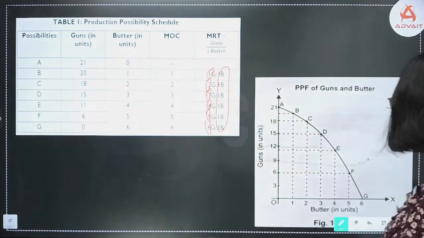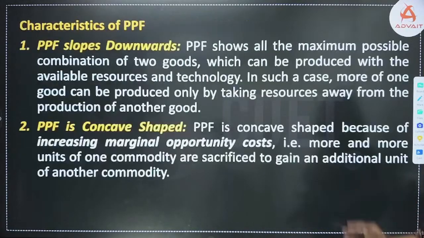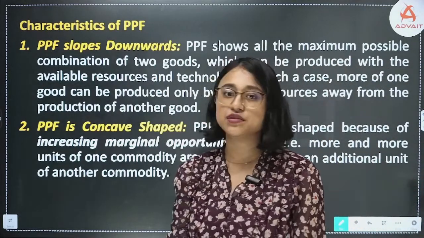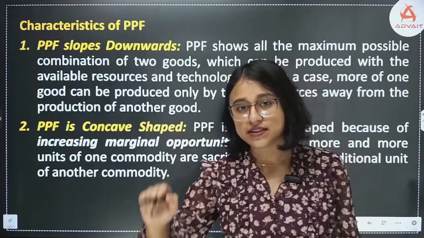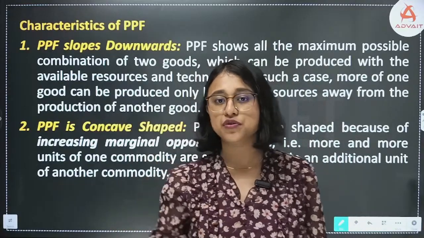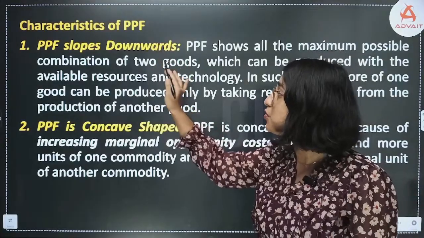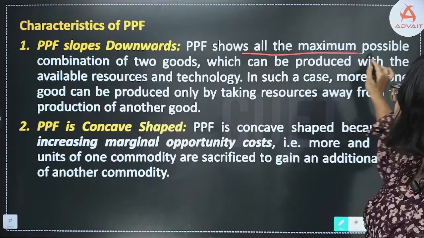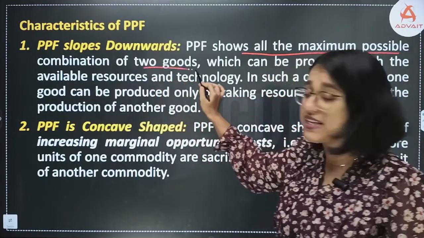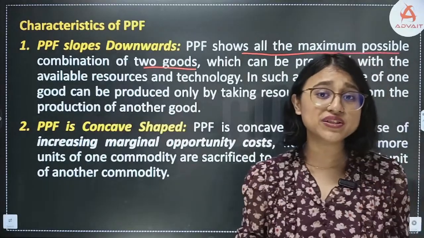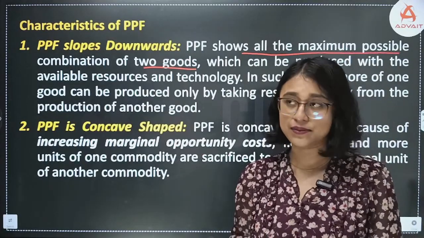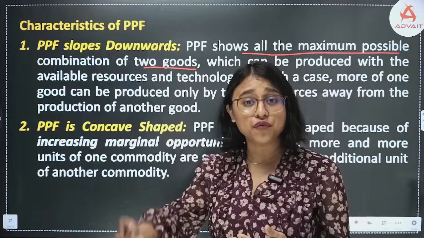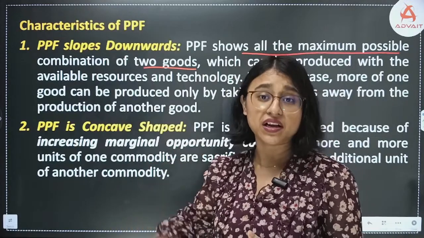Okay, very good. Now, let us understand the characteristics of PPF. Firstly, the PPF or the PPC is a downward sloping curve. What does this downward sloping curve mean? It means it shows all the maximum possible combinations of two goods that can be produced using the resources and technology available to us. And it also means that if we want to increase production of one commodity, we will have to decrease production of the other commodity.